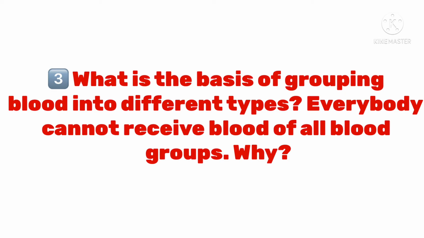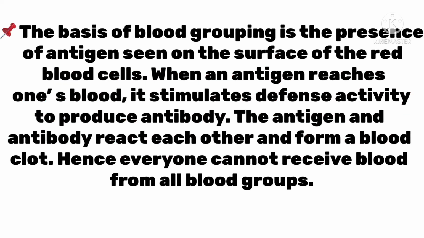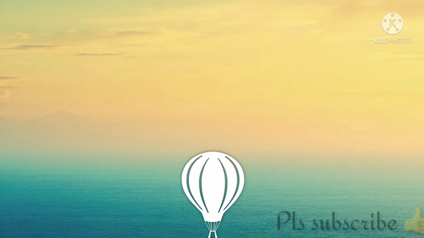Third question. What is the basis of grouping blood into different types? Everybody cannot receive blood of all blood groups. Why? The basis of blood grouping is the presence of antigen seen on the surface of the red blood cells. When an antigen reaches one's blood, it stimulates defense activity to produce antibody. The antigen and antibody react with each other and form a blood clot. Hence, everyone cannot receive blood from all blood groups.